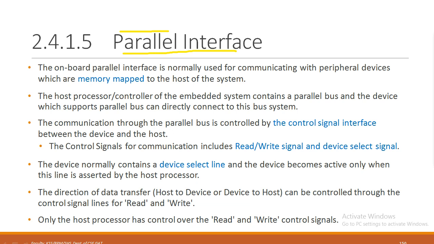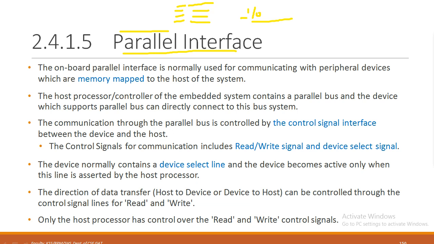In the parallel interface, separate lines are there to transmit each bit, but in a serial interface a single line is there to transmit each bit, either 1 or 0.